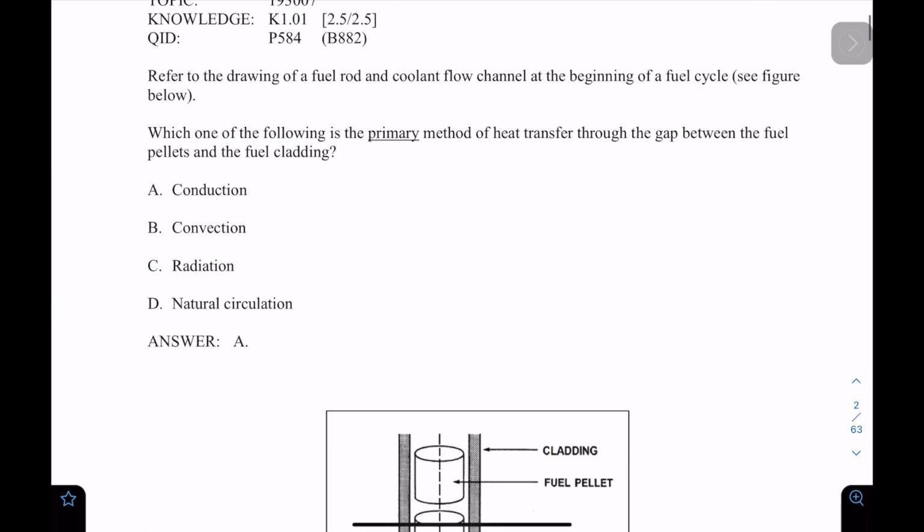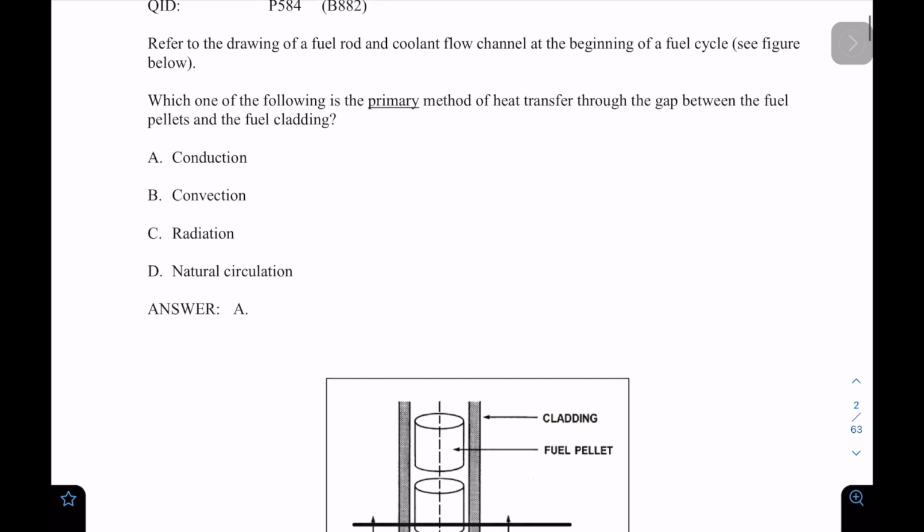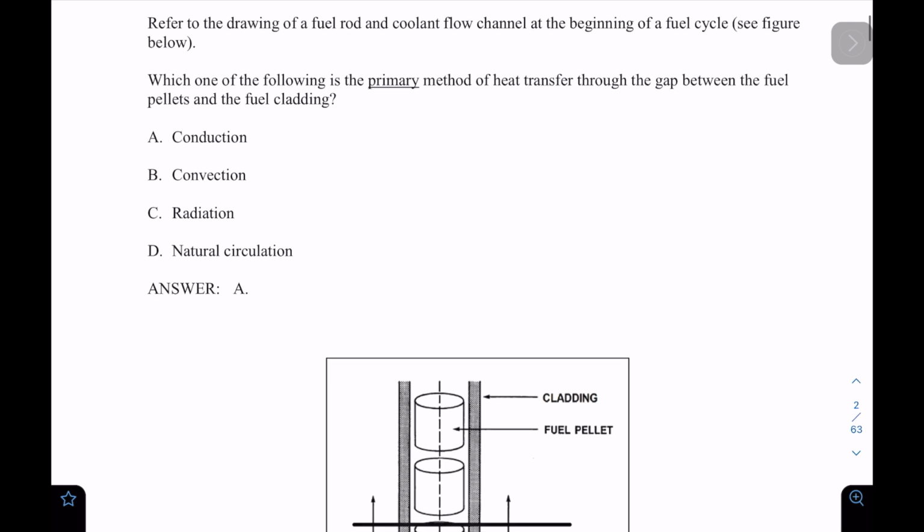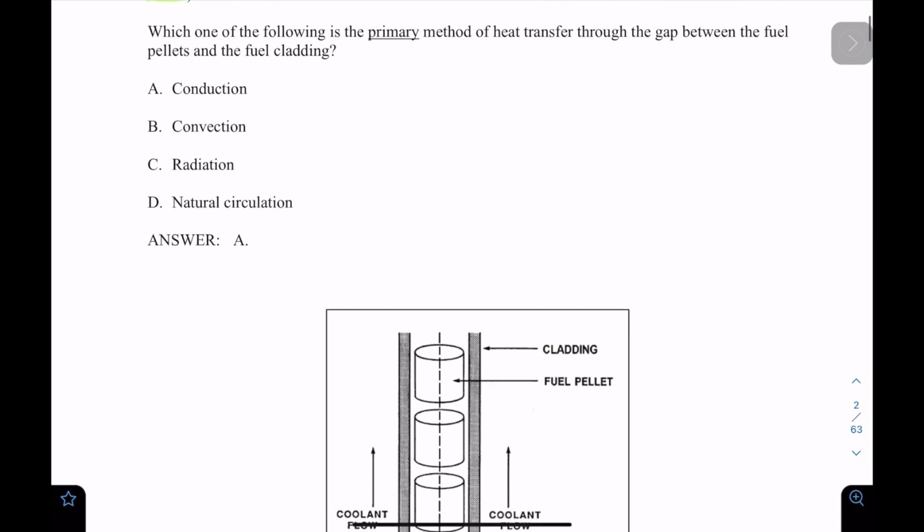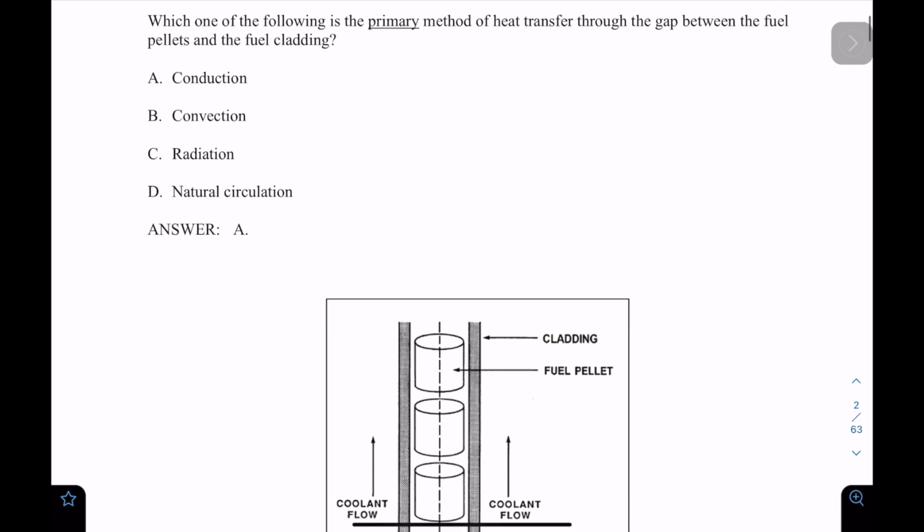Now, the next question, P584, refers to the drawing of a fuel rod and coolant flow channel at the beginning of the fuel cycle. I think this is just extra. It can be at the beginning, at the end, it can be any time, so that doesn't matter too much, because this is the question.